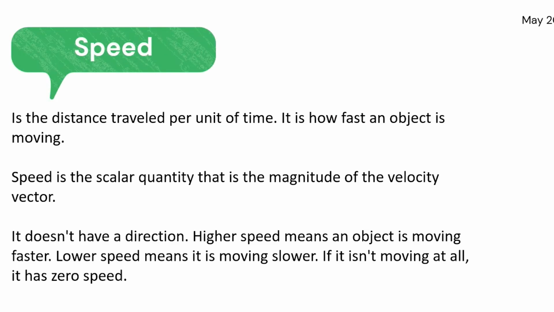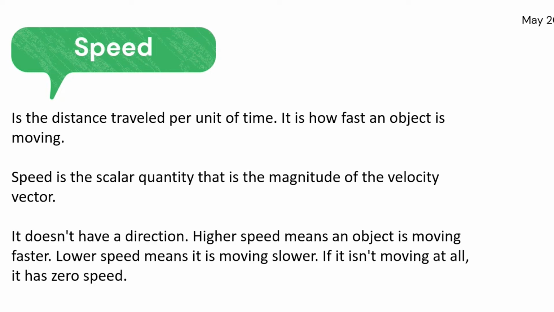The next one is speed. By definition, speed is the distance traveled per unit of time. It is how fast an object is moving. Speed is the scalar quantity that is the magnitude of the velocity vector. It doesn't have a direction.